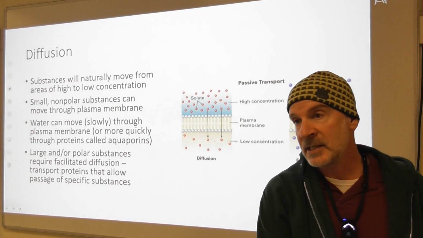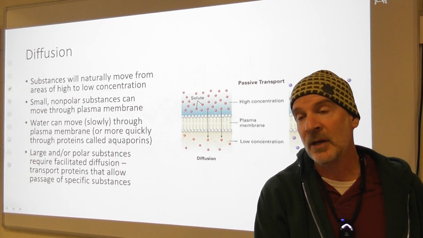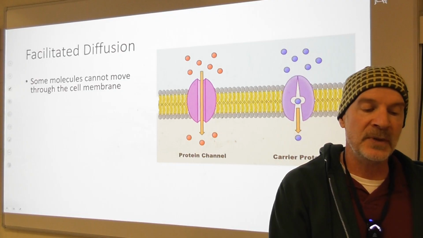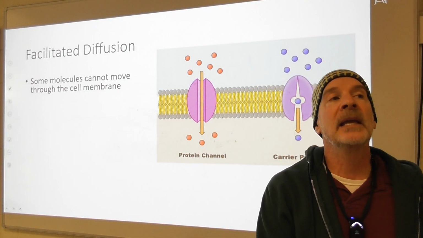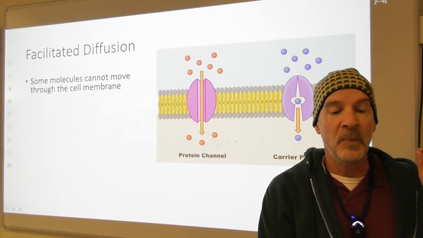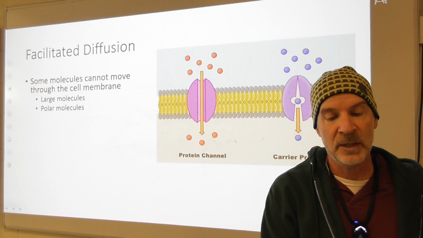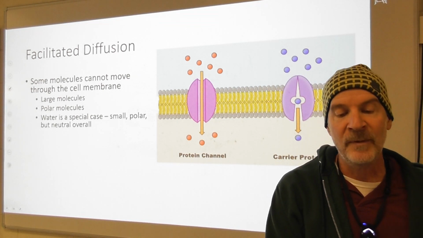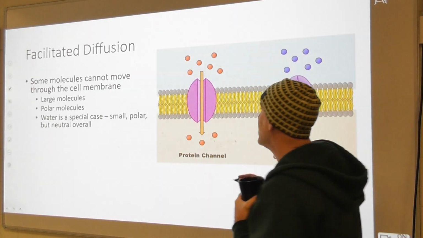The something that gets them through are proteins embedded in the cell membrane that lead to what we call facilitated diffusion. So this is for things that can't get through on their own, and that includes things like large molecules and polar molecules. And water, as I mentioned, is a special case because it's small and it's polar, but it's neutral overall. So it can make it through a little bit.